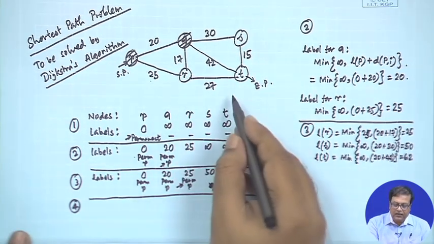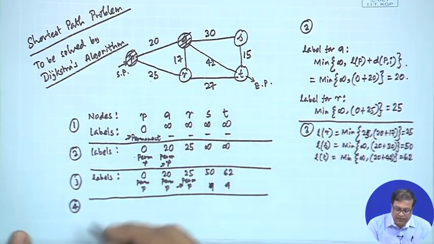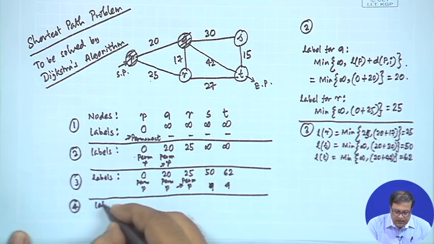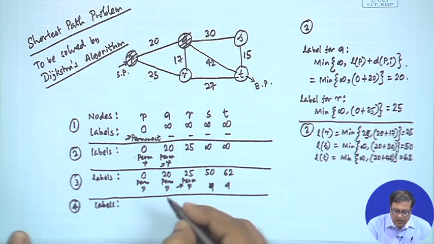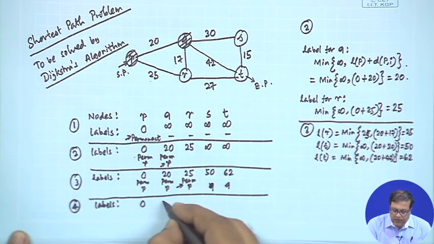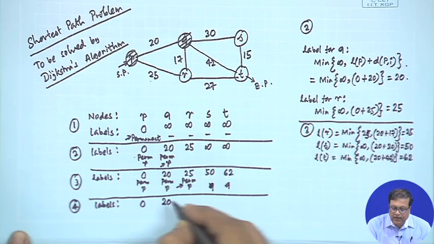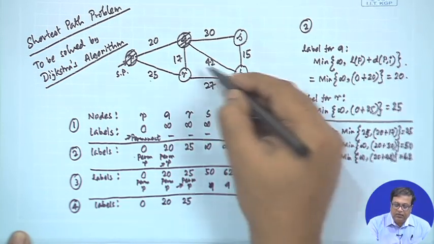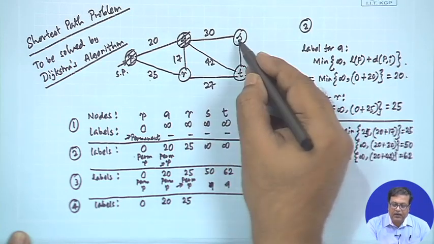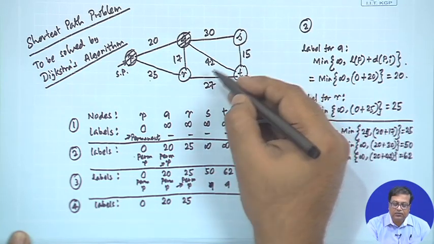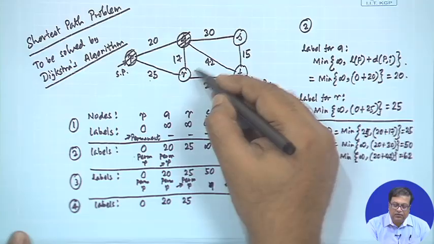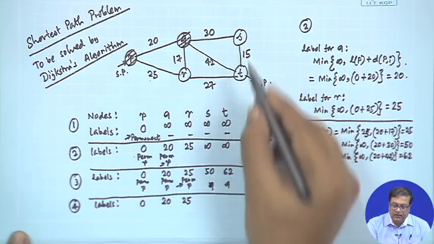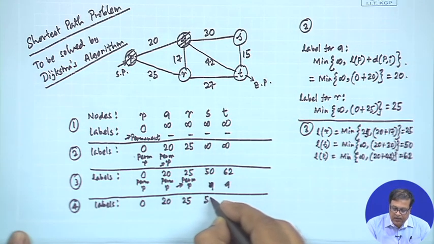So, we have to take the distances from R. So, what are the levels? Now, the levels are 0, 20, 25, no change here. Can you change 50 for S? No, because there is no path from R to S. So, R to S, no direct path. So, obviously no change happens in S.